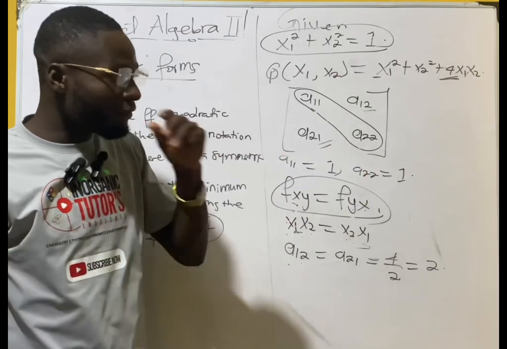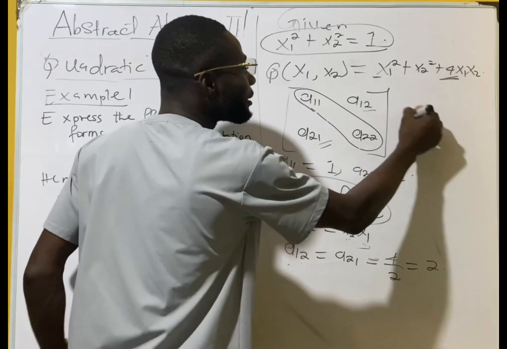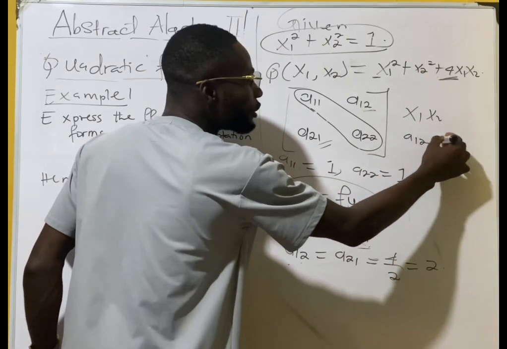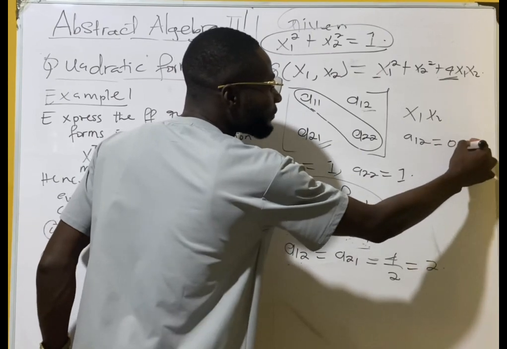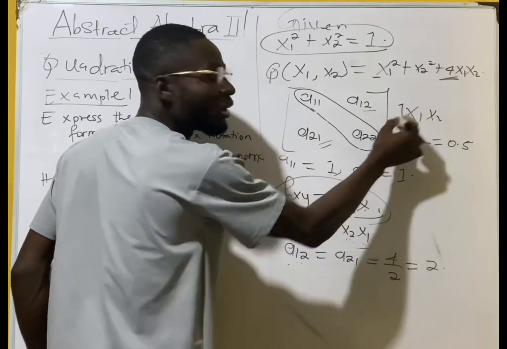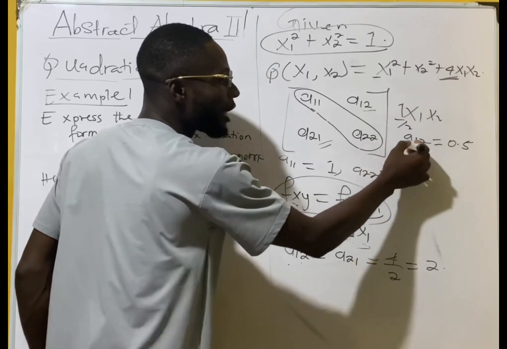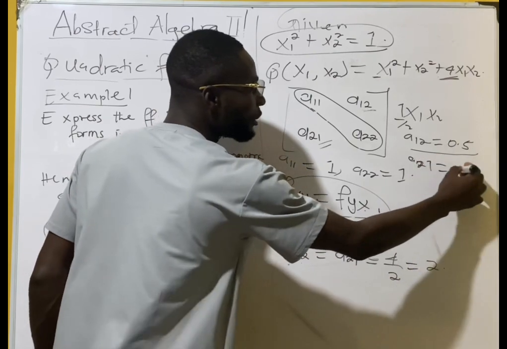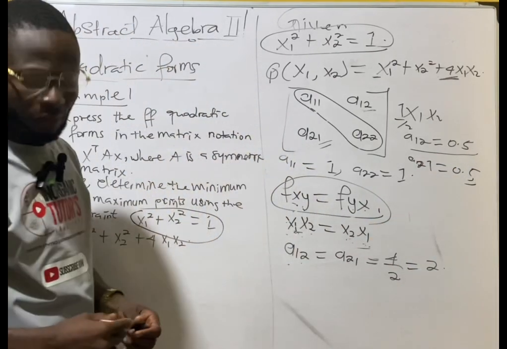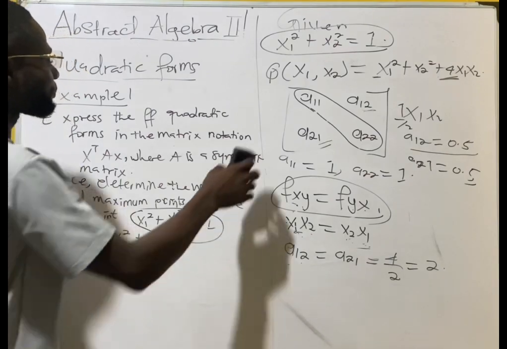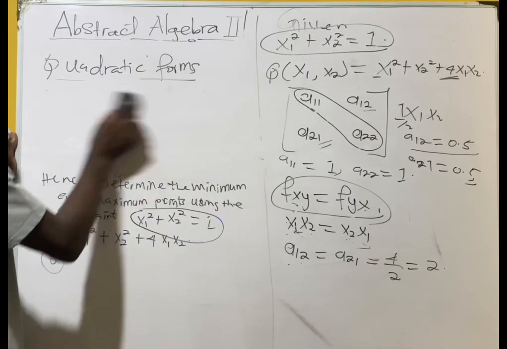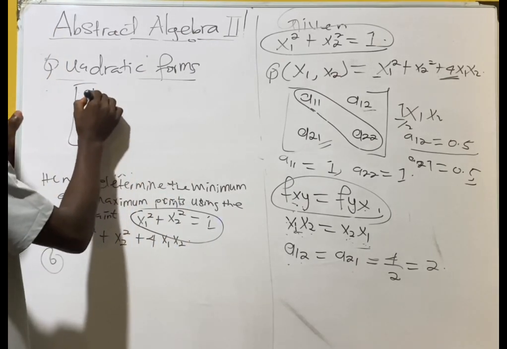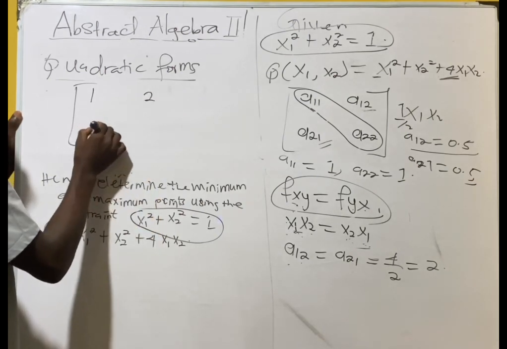And that is the same as what? A21. So if you have x1x2, then it means that your A12 is going to be what? 0.5, because you're going to divide 1, the coefficient here, by 2, right? To have A12 and to have A21. So we're going to have 0.5, 0.5. I hope the argument is clear. So we're going to say that our matrix is going to be what? 1, 2, 2, 1.